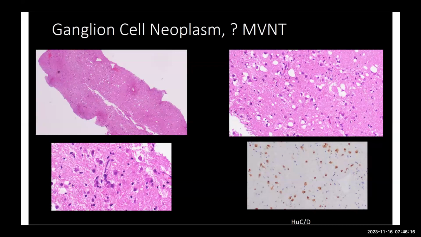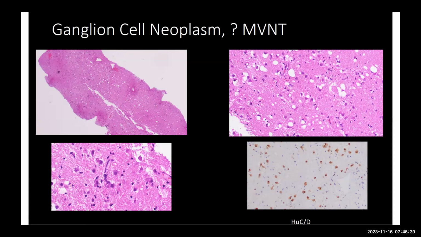So here we have no glial component, no high-grade features such as necrosis, vascular proliferation, mitotic increase, etc. None of that. Almost a purely neuronal-looking neoplasm with a vacuolated background.